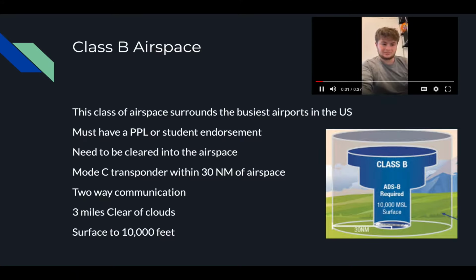Alright, so next up we have Class B airspace. This class of airspace surrounds the busiest airports in the United States. You must have a private pilot's license to enter, or a student pilot endorsement. You need to be cleared into the airspace by approach before you can come in. They must say your full tail number and that you're cleared to enter. You need a Mode C transponder within 30 nautical miles of the airspace. You need two-way communications at all times. And the cloud requirements are 3 miles visibility and clear of clouds, and it goes from the surface to 10,000 feet.